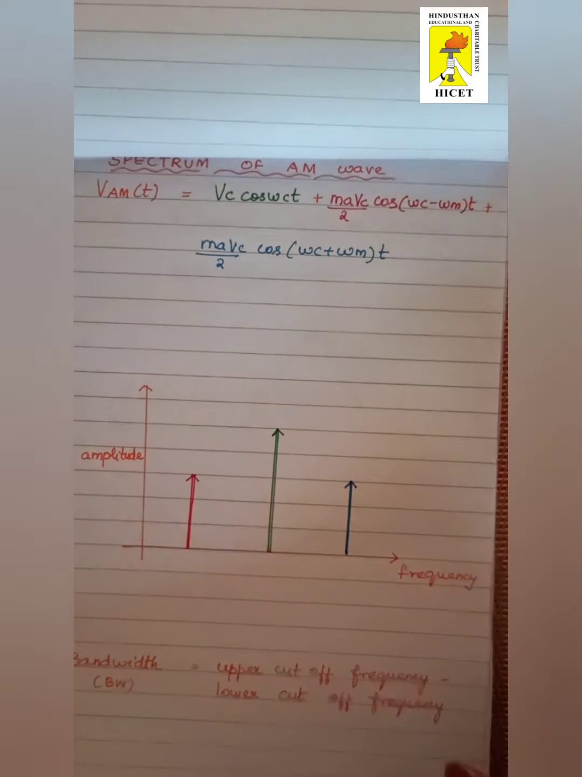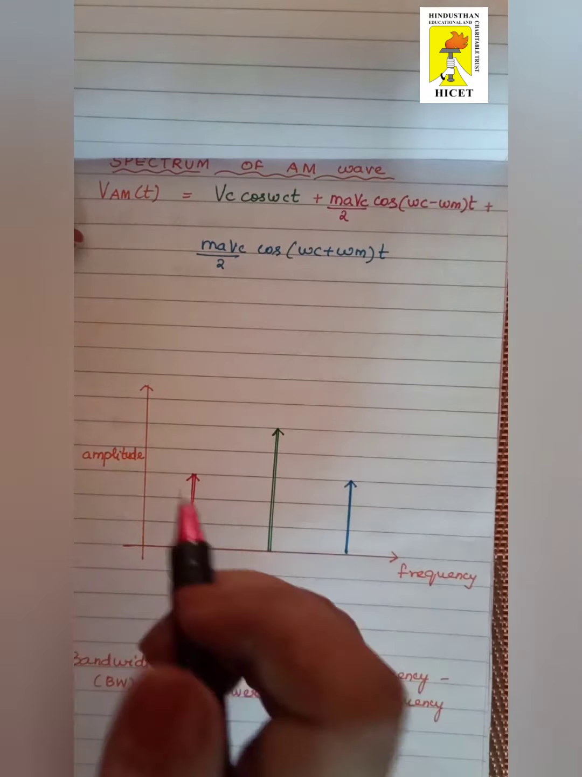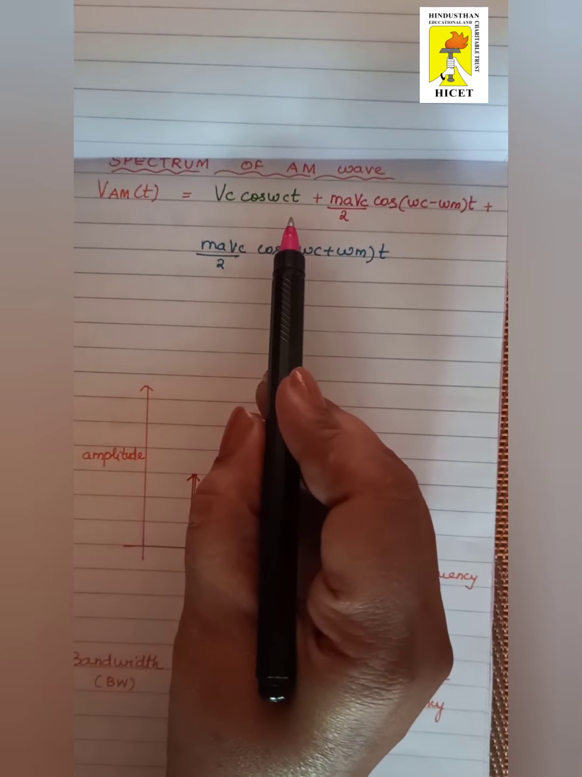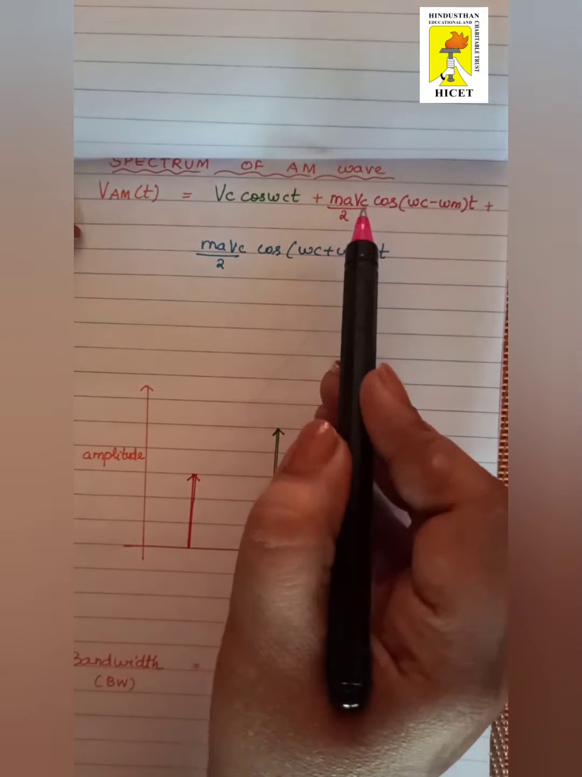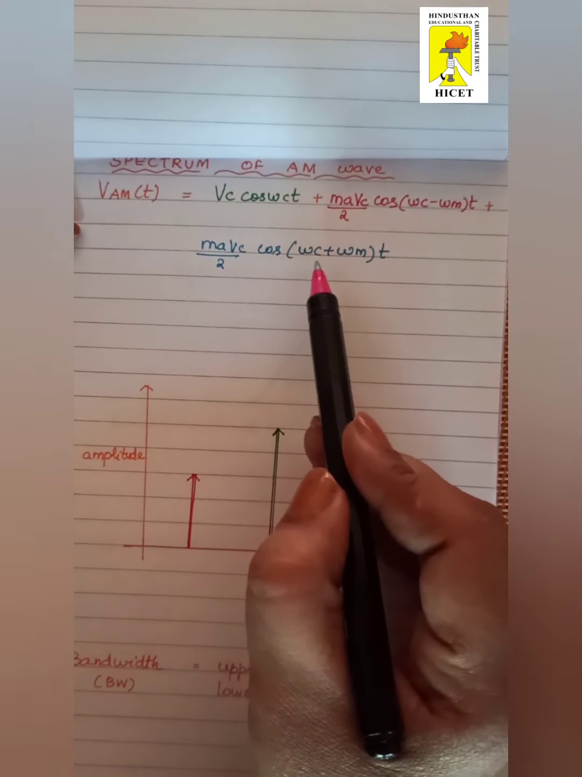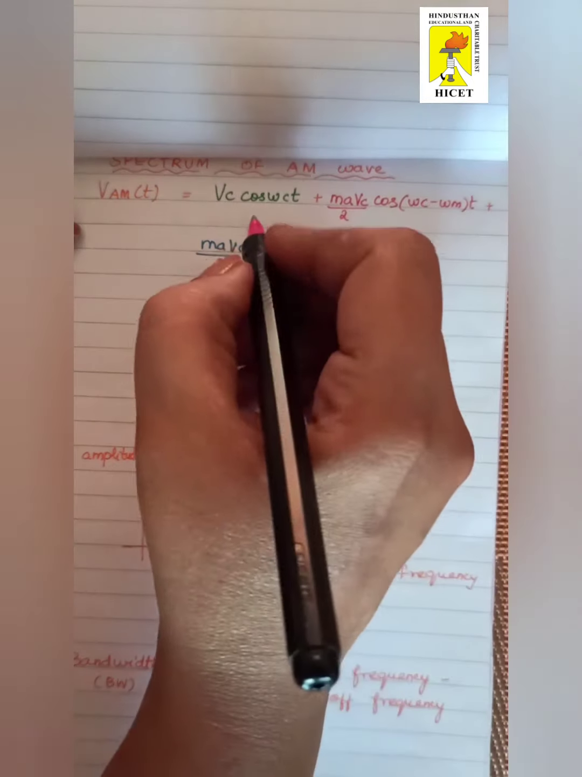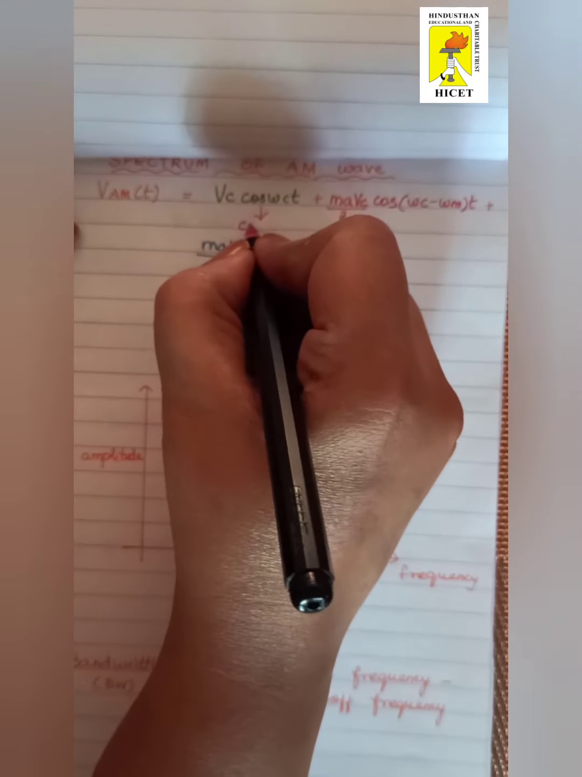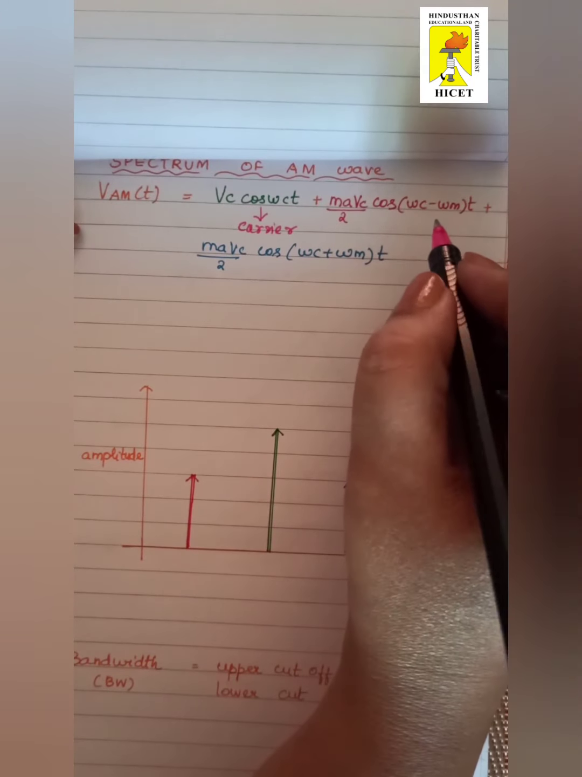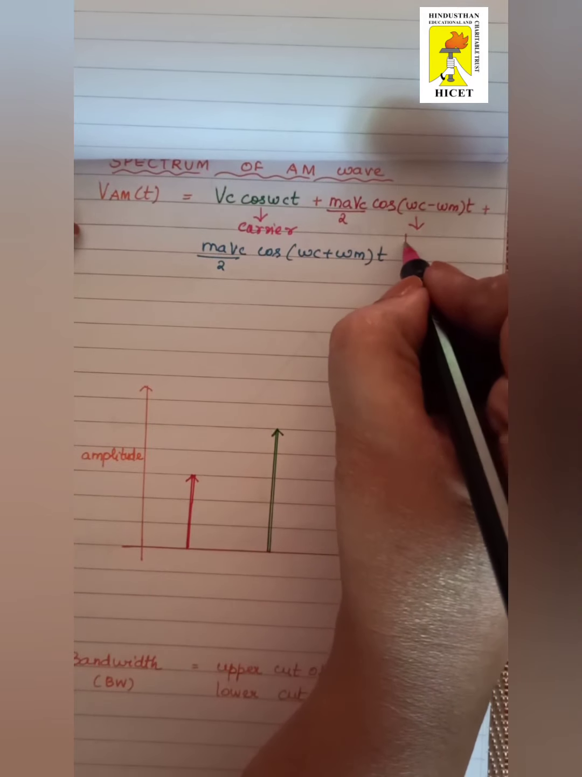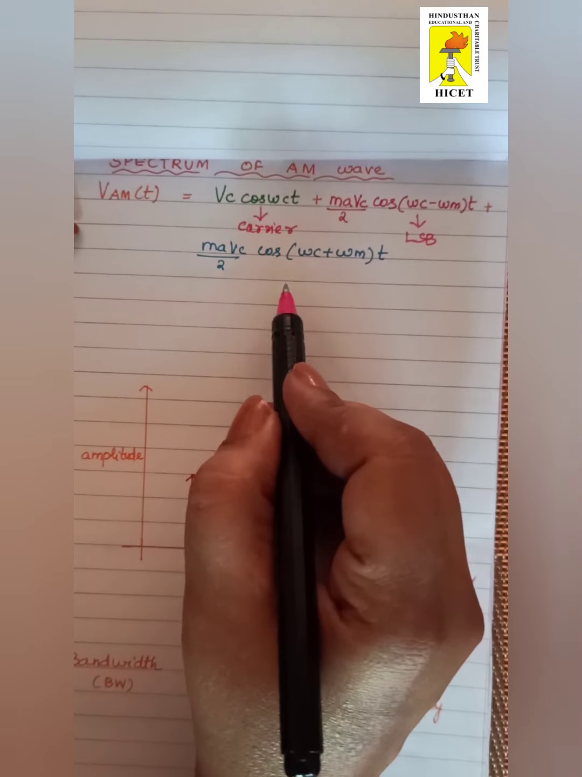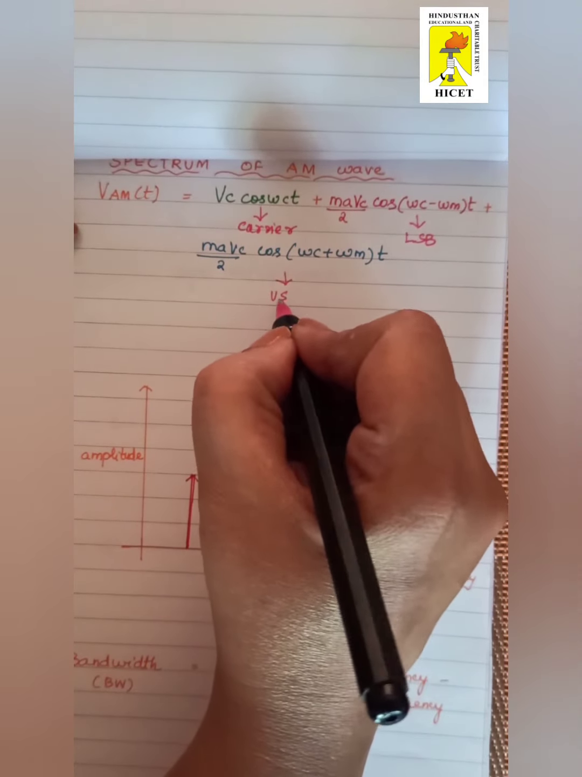Now let us see the spectrum of the amplitude modulated wave. So already we have obtained the expression Vam of t equal to Vc cos omega ct plus Ma Vc by 2 into cos omega c minus omega m of t plus Ma Vc by 2 into cos omega c plus omega m of t. So this represents the carrier wave. Ma Vc by 2 cos omega c minus omega m of t represents the lower sideband, which we write as LSB. Ma Vc by 2 cos omega c plus omega m of t represents the upper sideband.